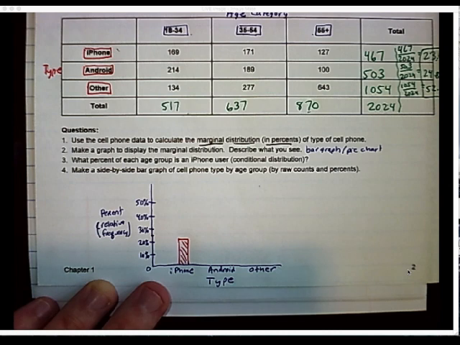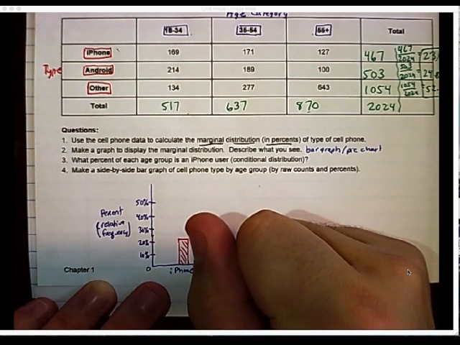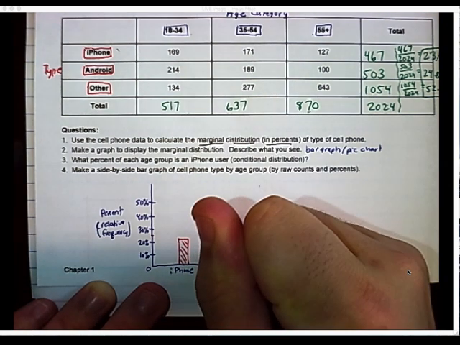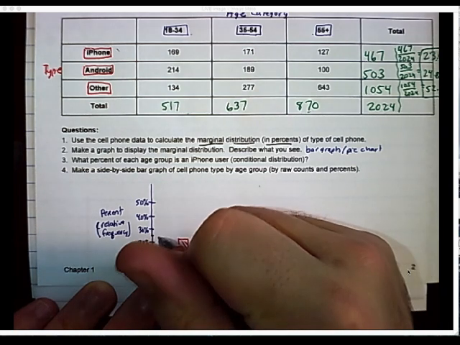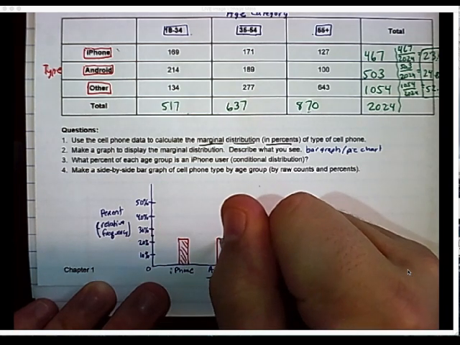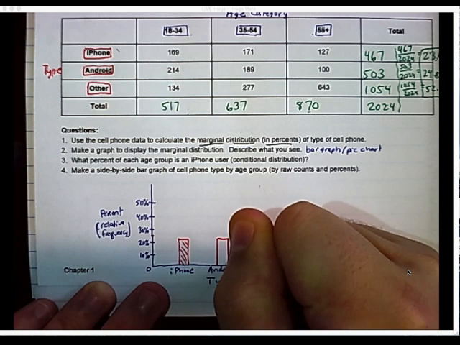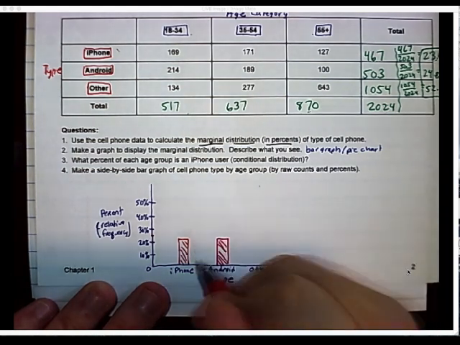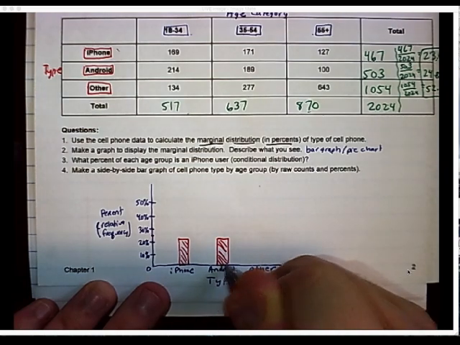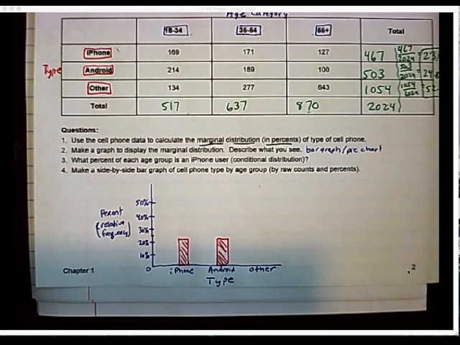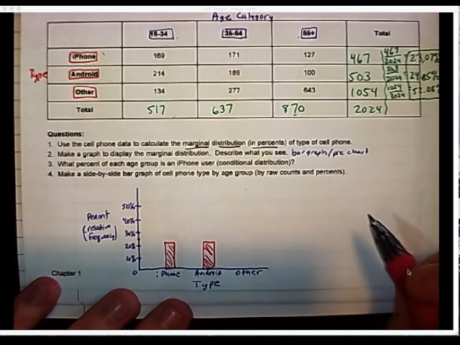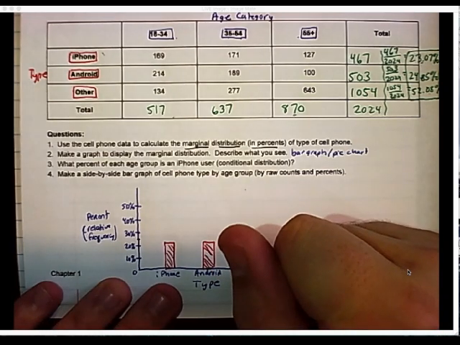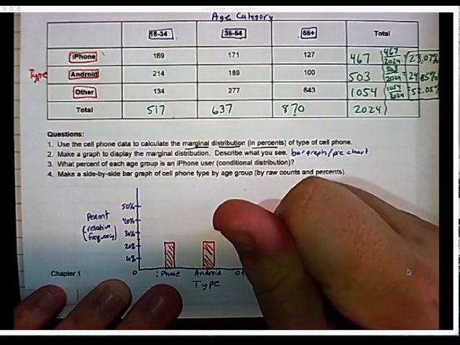Android is 24.85, so a little bit higher than iPhone, but not by much. Okay, and the bars should all be the same thickness, the same width. And then the other is 52.08. It's going to be a little bit above the 50 mark.